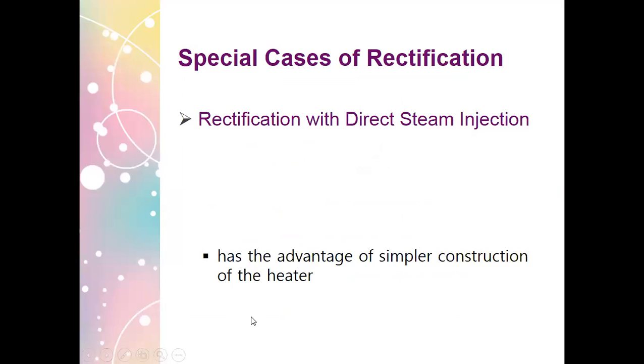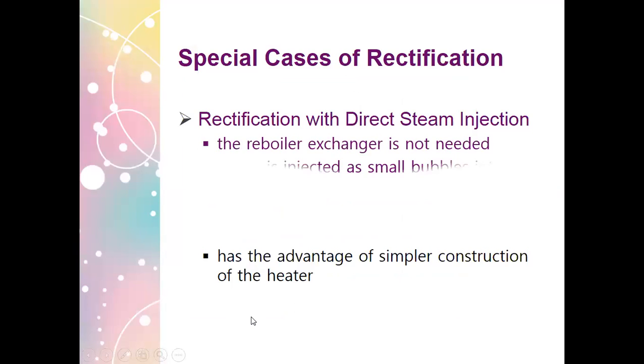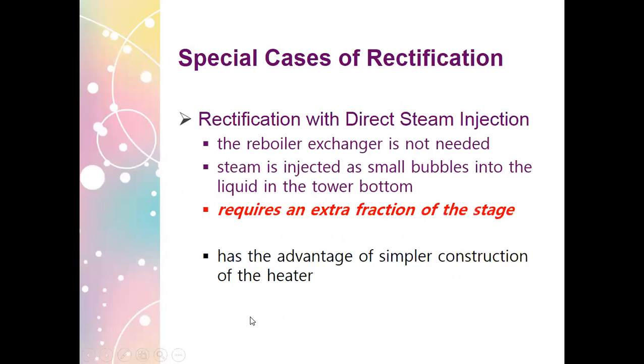Another special case of rectification is one in which we're using steam as the heating medium. An external heating fluid is injected directly into your column. The reboiler then will not be needed, because the purpose of the reboiler is to partially provide the vapor that goes up against the liquid that goes down. If steam is already injected directly into the column, then your reboiler is not needed anymore, because the purpose of the steam in the first place is to partially vaporize the liquid at the bottom of the column.